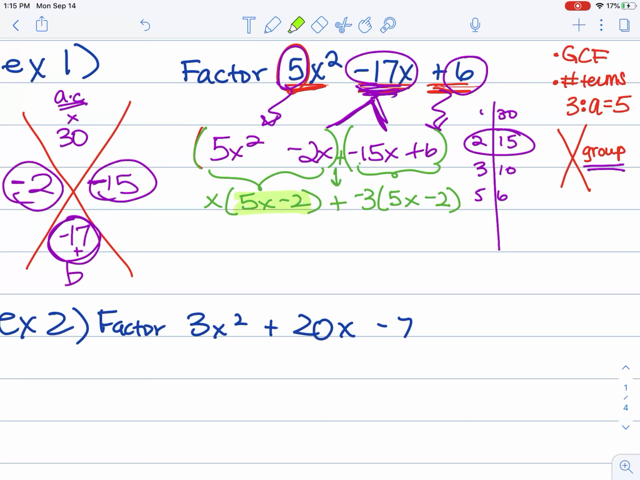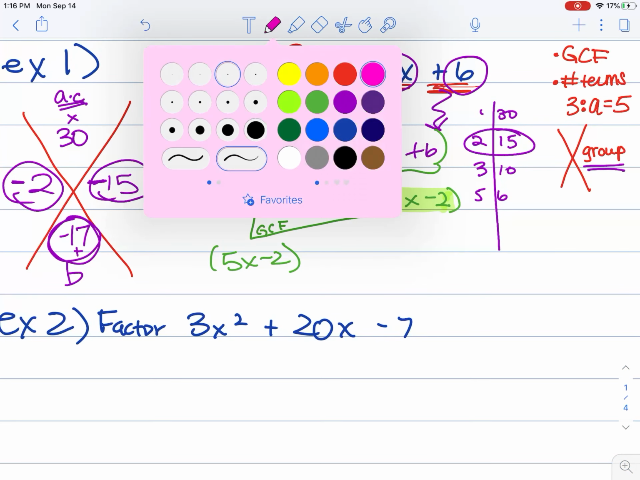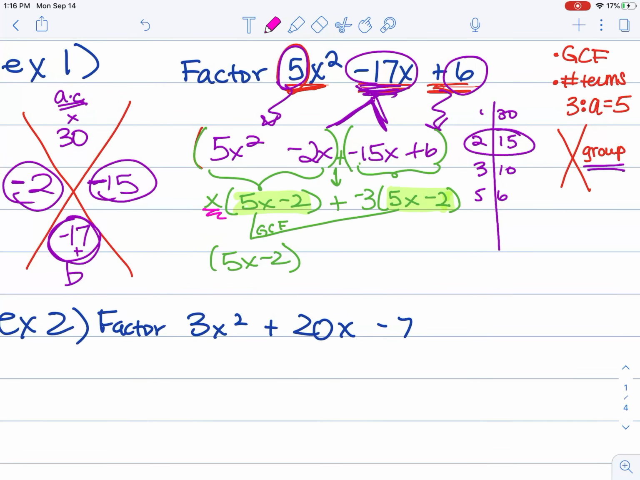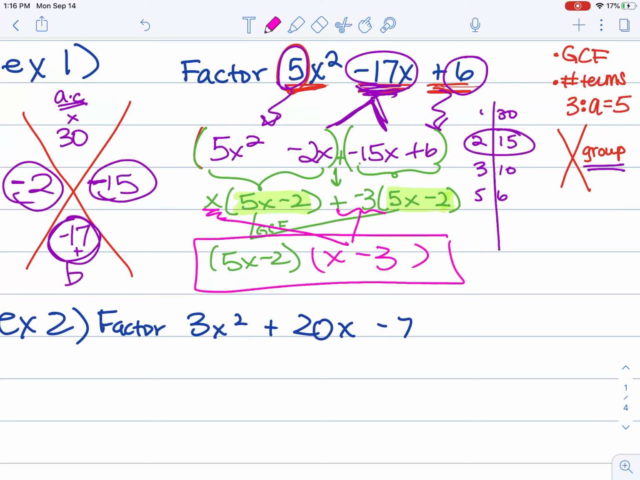So what's left is, what's beautiful, we have this 5x minus 2 in the parentheses here, and another 5x minus 2. That means we did our job correctly. So now we're going to GCF that whole thing out, the 5x minus 2, because they are now the greatest common factor of each part. And we're going to be left with this x and then minus 3, and we're going to put that here. x minus 3, and there's our factor.